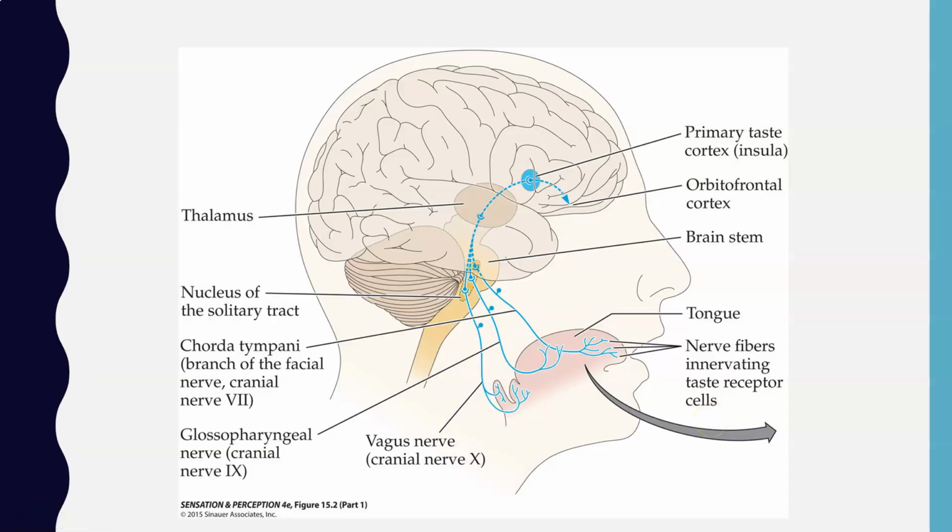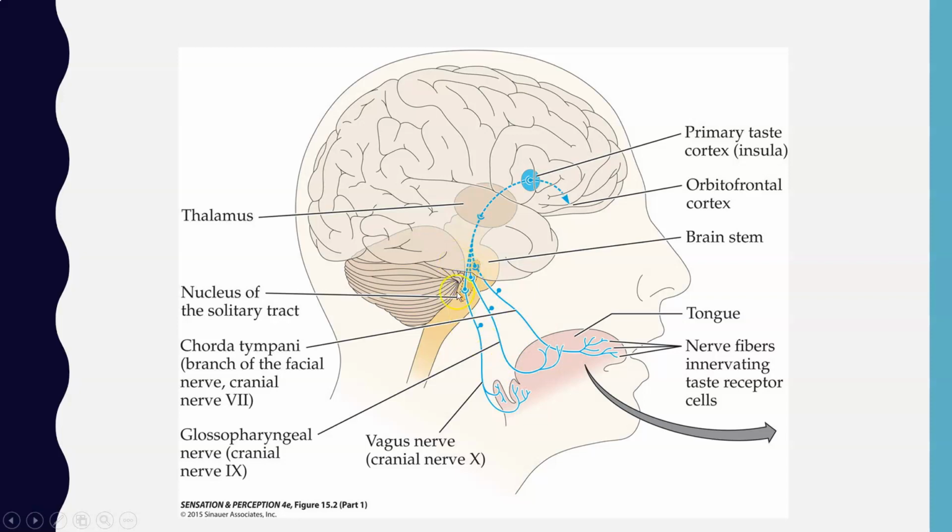So the gustatory system basically has a variety of different outputs, as you can see here. So we have our tongue. You can see different nerve fibers that will be making contact with our taste receptors, and these are divided into a few different components. That includes the vagus nerve, cranial nerve X, our glossopharyngeal nerve, cranial nerve 9, and a branch of the facial nerve, cranial nerve 7, known as the chorda tympani. So all of these different nerves will make contact.